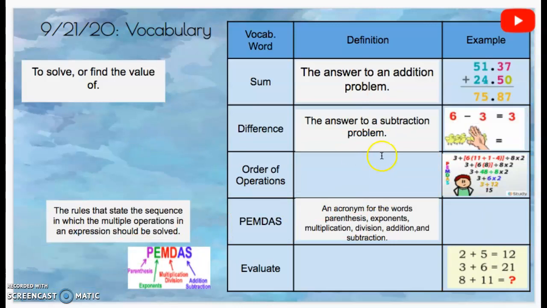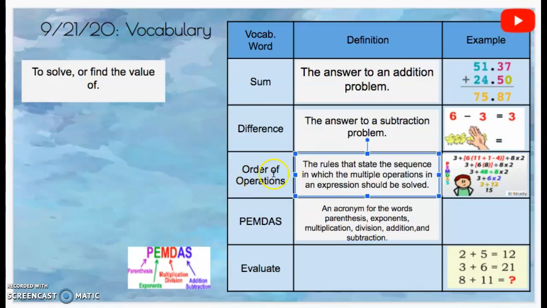Little chicks. Now, order of operations. So, in the order of operations, here's an example. You can use PEMDAS with the order of operations, but what really is the order of operations? Is it to solve or find the value of something? Well, essentially, but the order of operations tells you how to do it. So, would it be the rules that state the sequence in which the multiple operations in an expression should be solved? Yes, it's the order in which you solve problems in your problem.